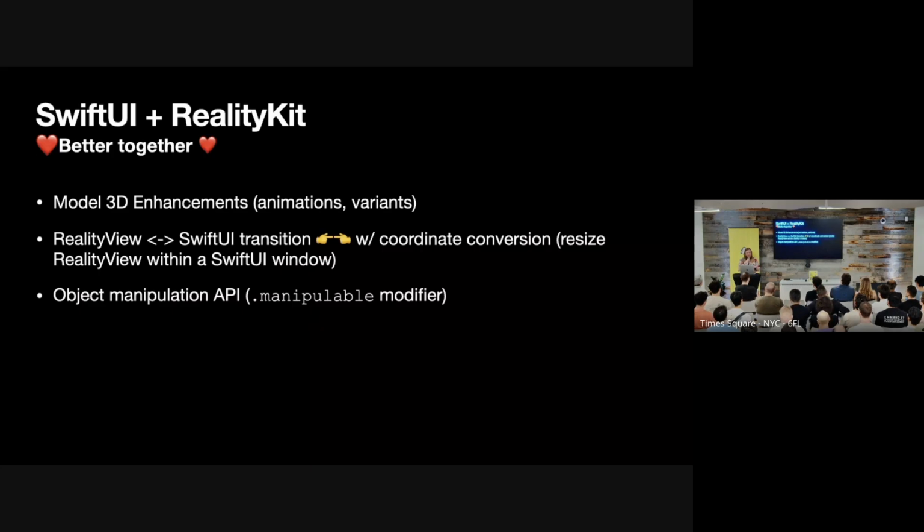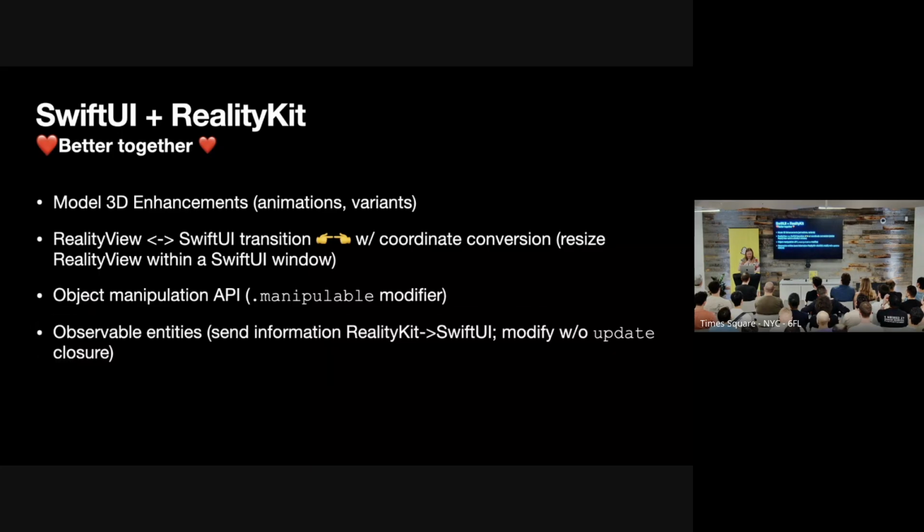Object manipulation. You can add this dot manipulable modifier to a Model3D or probably an entity too, to automatically make it so you can pick it up and move it around. This was actually kind of challenging. It took a lot of time and a lot of spaghetti code to make it work. But this makes it so much easier.